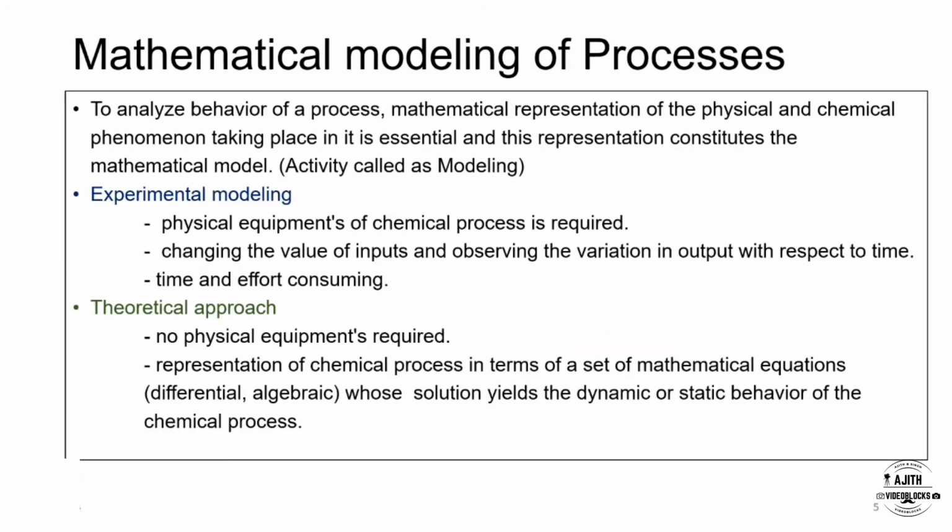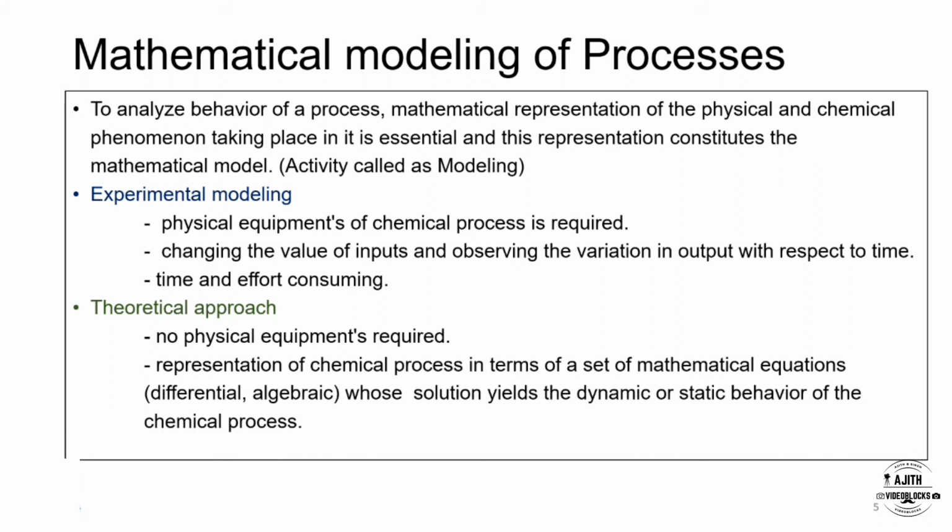Now let us see what is mathematical modeling of any process. As we were discussing above, the method of obtaining the transfer function of a process is known as mathematical modeling. It helps us to analyze the behavior of the process considering the variables involved in the process. This activity is called modeling. There are two types of mathematical modeling procedures. One is experimental modeling and the other is theoretical modeling.